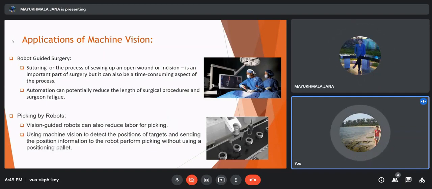In today's fast-paced production environment, picking and packing operations demand a lot from human operators, including uninterrupted speed, reliability, inspection, sorting, and accuracy. Thus, robots are being built which can detect the positions of targets and send the position information to perform the operations with maximum repeatability.